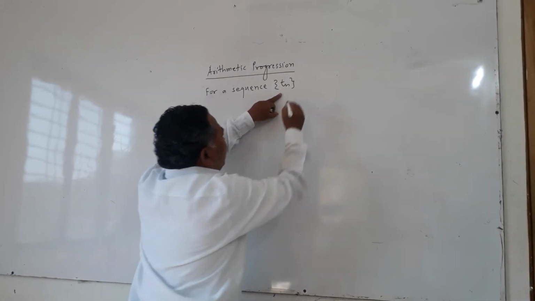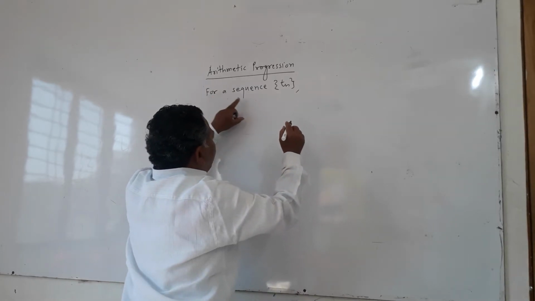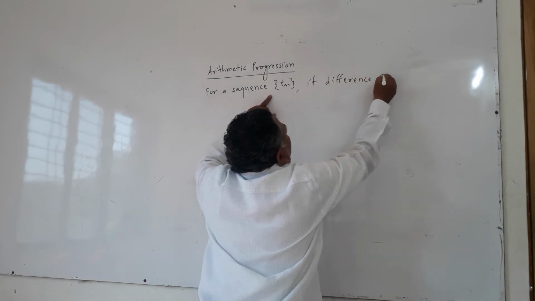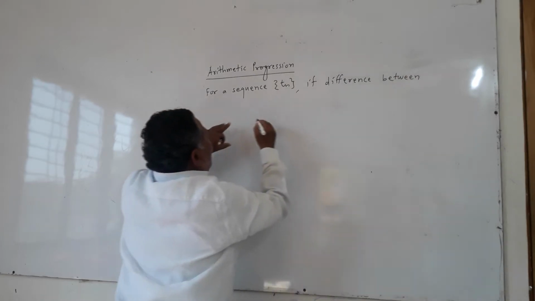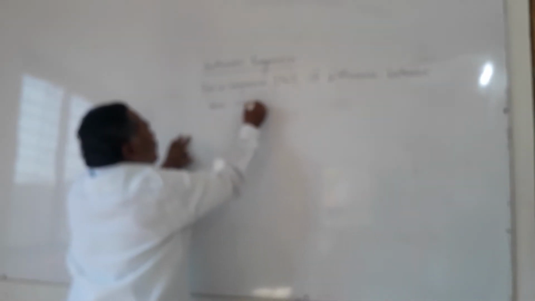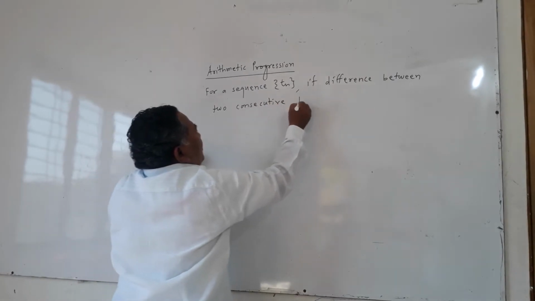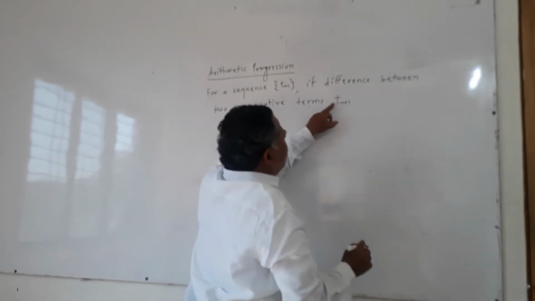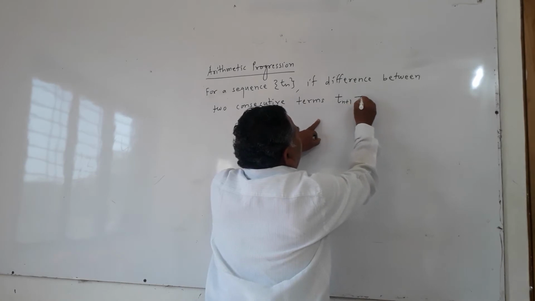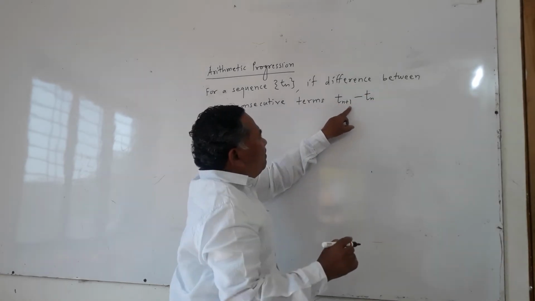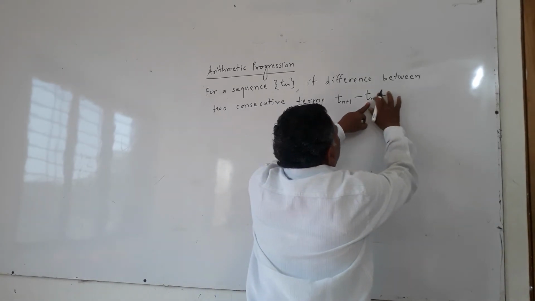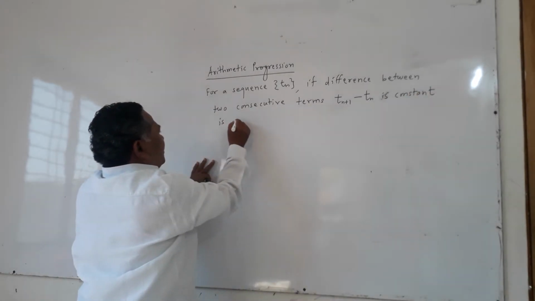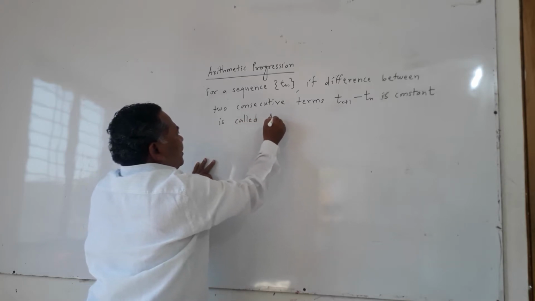For a sequence Tn, if the difference between two consecutive terms, T sub n plus 1 minus T sub n, is constant, it is called an arithmetic progression, called AP.